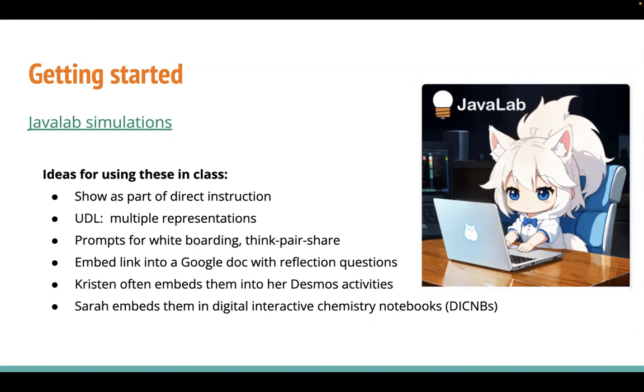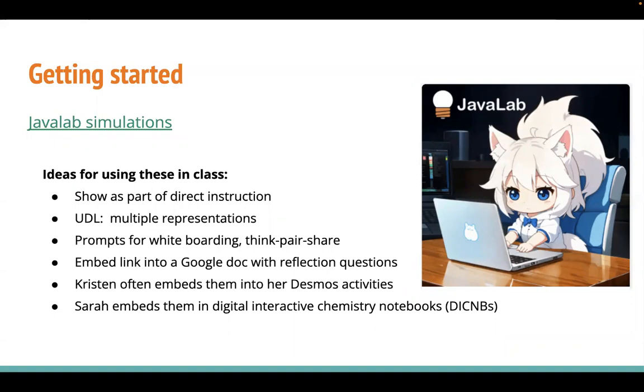Some other ways that you could use these in your classroom is just if you wanted to embed a link into a Google Doc and have them do reflective questions. You're going to see throughout the presentation that Kristen has made a whole bunch of Desmos activities that she's wonderfully going to share with you, which is amazing.